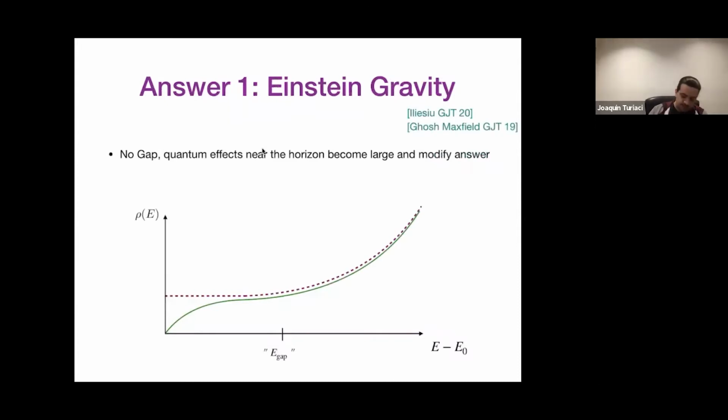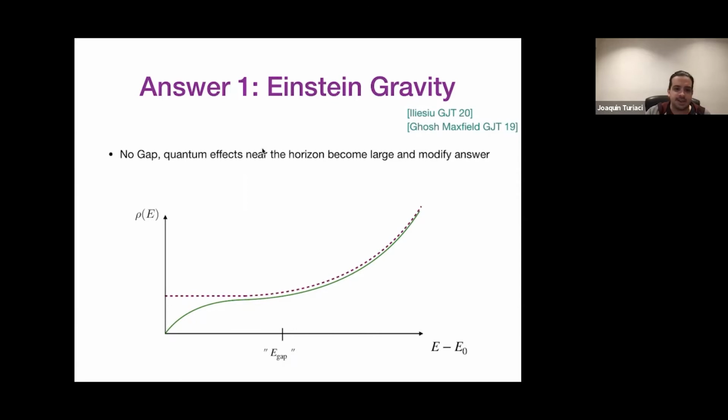And the answer we will get is that in the case of Einstein gravity with near extremal black holes that don't preserve any supersymmetry, there is actually no gap, and there are quantum effects near the horizon that become large as you go close to extremality. So when you lower the temperature, this gap scale, which we are not going to call a gap scale anymore after this slide, is the scale at which some mode becomes strongly coupled, and then the density of states, which is the green curve, deviates from the semi-classical dashed curve, and it actually goes to zero at extremality.